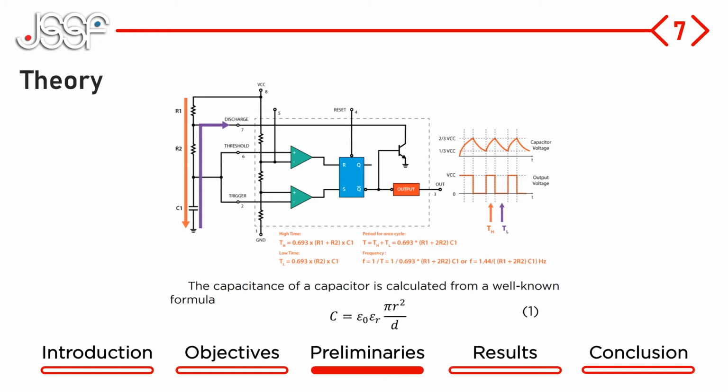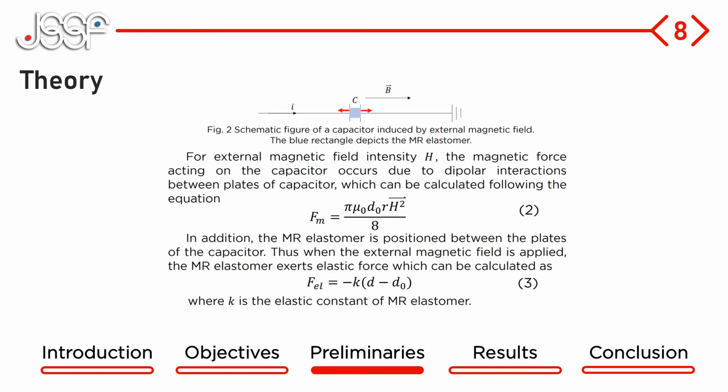Now, we are moving to the theoretical derivation. We know from the datasheet of the 555 timer IC that the frequency of the pulse generated is dependent on the capacitance of the capacitor in the circuit. The capacitance is calculated from the well-known formula number 1. For external magnetic field intensity H, the magnetic force acting on the capacitor that occurs due to dipolar interactions between plates can be calculated from equation number 2, acquired from previous research on the magnetorheological elastomer.